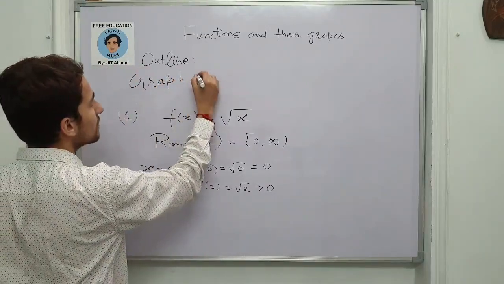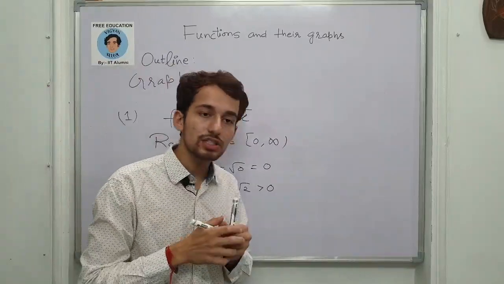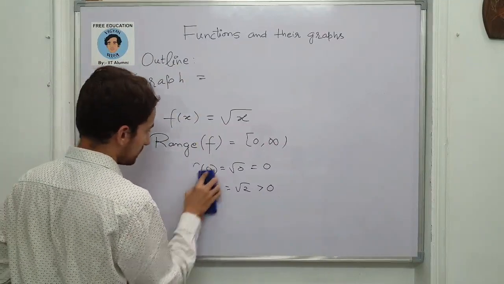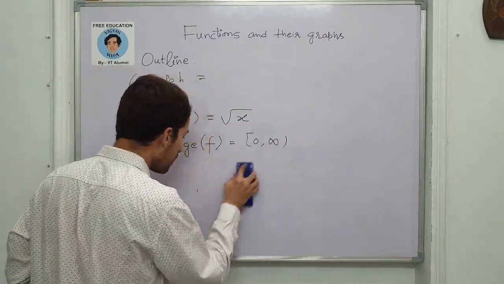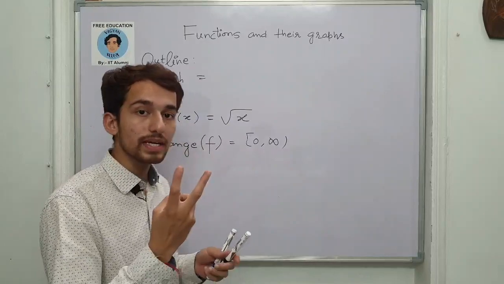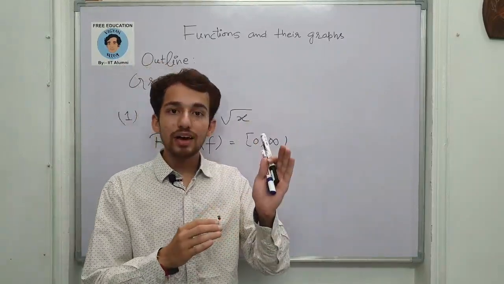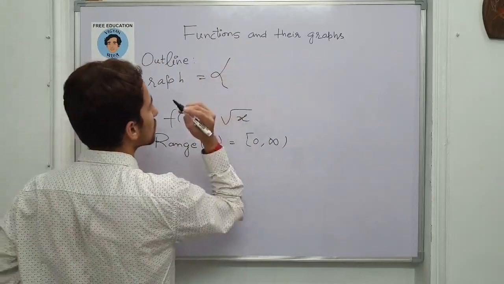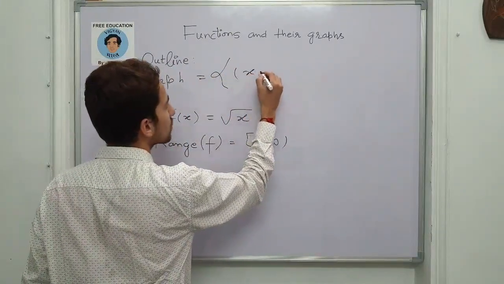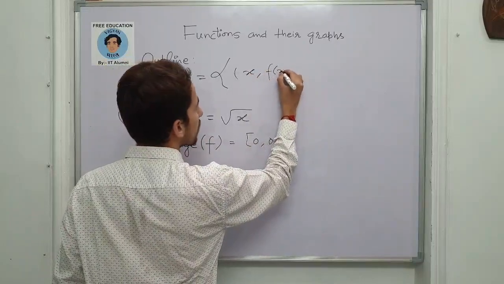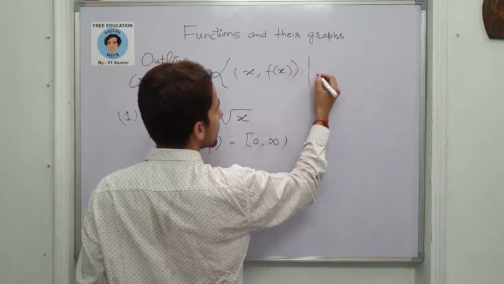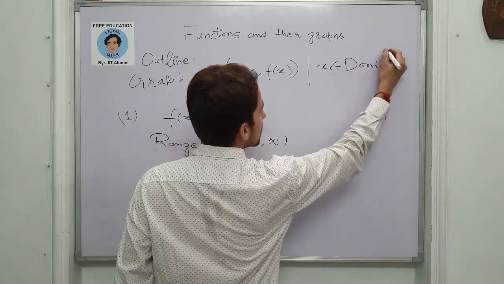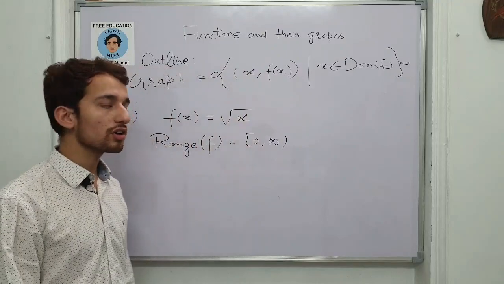So the graph of a function can be defined as a collection of ordered pairs. What can it be defined as? Let me now rub this. As a collection of ordered pairs. And what are those ordered pairs? Input values and the output values you collect. Basically, in set theoretic notation, the graph is the collection of those (x, f(x)) such that x belongs to the domain of f. Right? So this is how your graph is defined.